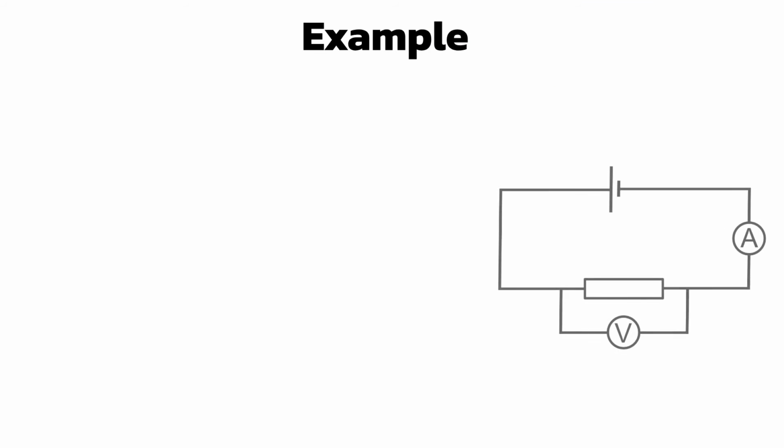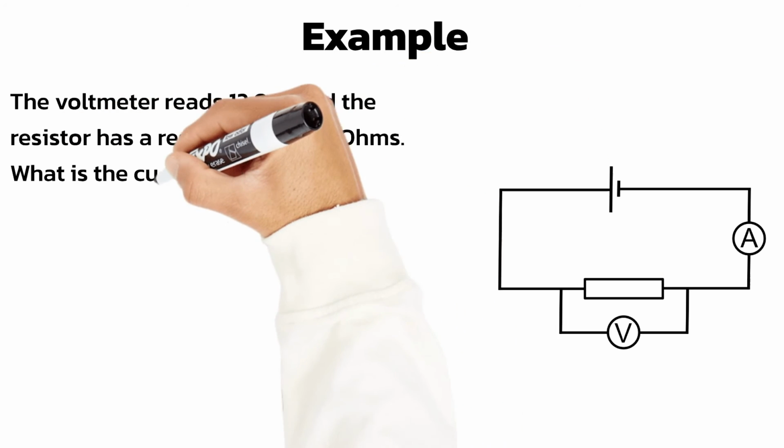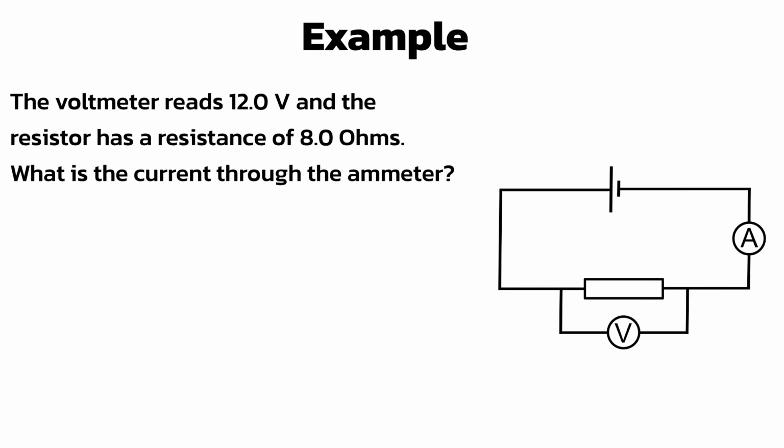In this question the voltmeter reads 12 volts and the resistor has a resistance of 8 ohms. What is the current through the ammeter? Pause the lesson and restart when you're ready.